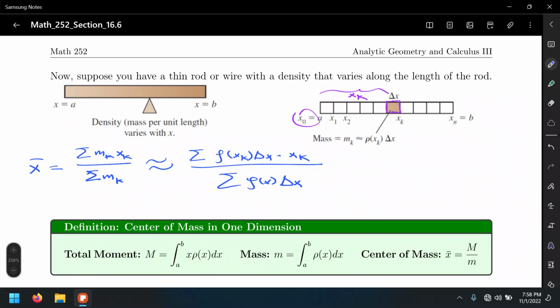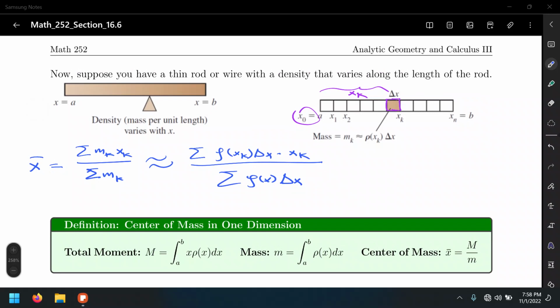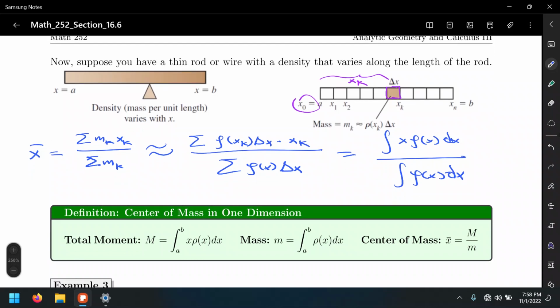In this case, we are finding the weighted average of only this partition. Of course, if delta x is infinitely small, you know, Riemann sum, we're going to add infinitely many of these. This really becomes the integral of x rho of x dx, divided by the integral of rho of x dx, which is the formula that we have over here in the definition box below. The integral at the top represents the total moment between a and b, that is x rho of x dx, and the second integral, the one in the denominator, represents the mass. This is how we're going to find the center of mass in one dimension: the total moment over the total mass.